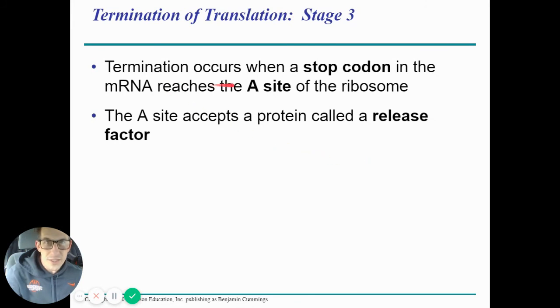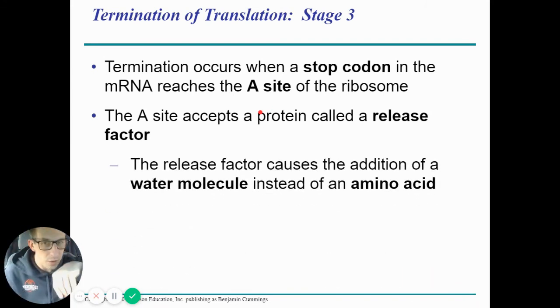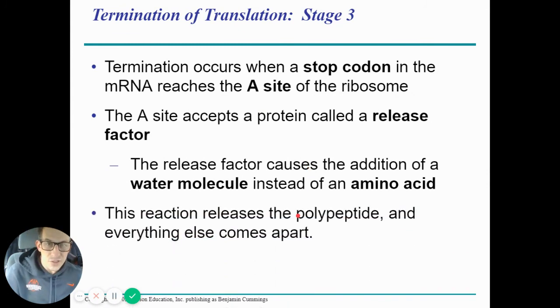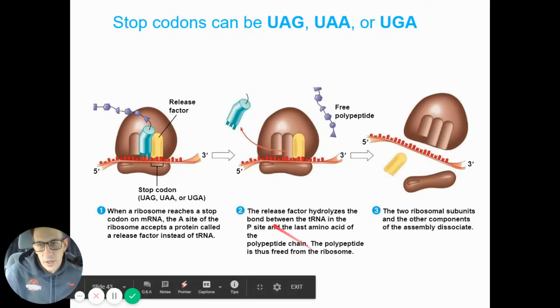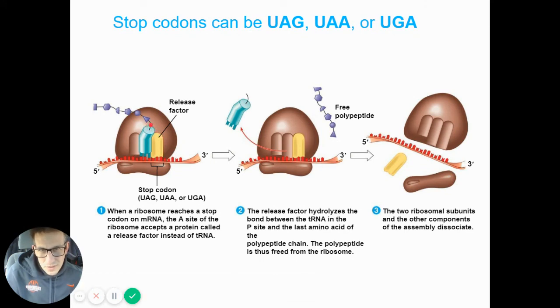Okay, so when the stop codon reaches the A site of the ribosome, the A site accepts a protein called a release factor. The release factor causes the addition of a water molecule instead of an amino acid. And what we actually get here is something that we've covered before. When you have this release factor right here, it binds a little bit of water, and what it does is it cleaves this bond right here.